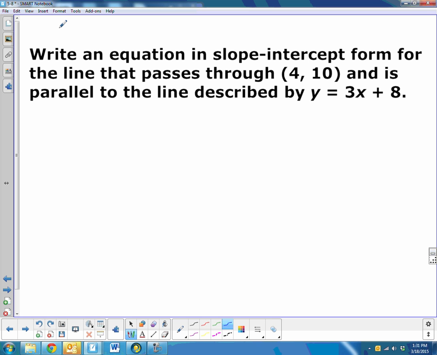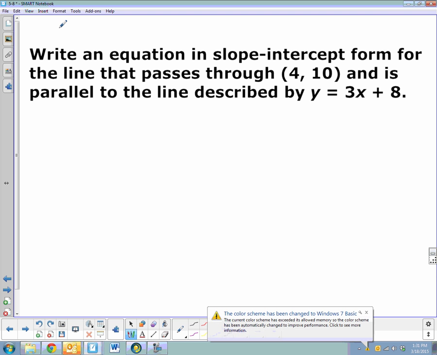And so we're going to write the equation in slope-intercept form for a line that passes through the point (4, 10). So somewhere along this line, it goes through the point (4, 10). And it's parallel to some other line that's described by the equation y equals 3x plus 8.